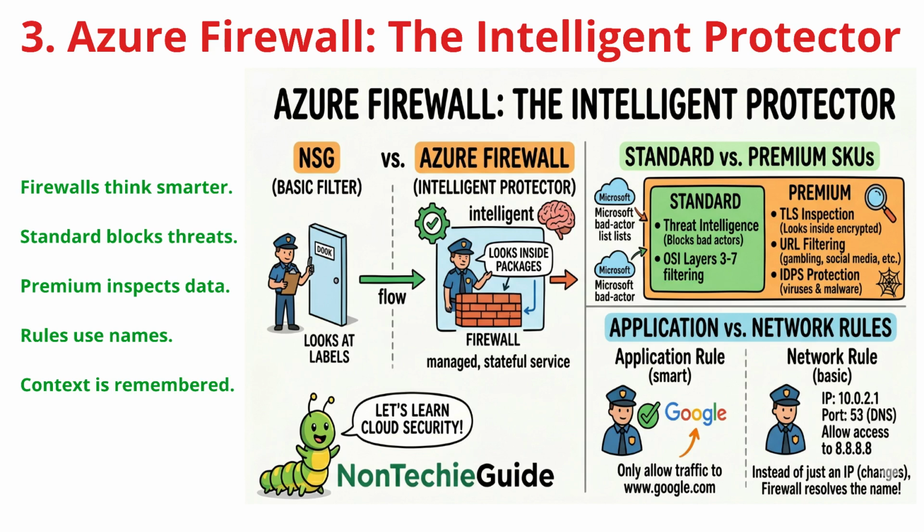You have 2 main choices. Standard uses threat intelligence to automatically block known bad actors from across the web. If you're in a high-security world like banking, Premium goes even further with TLS inspection, allowing it to spot viruses hidden inside encrypted data. Best of all, it supports application rules. Instead of trying to keep track of ever-changing IP addresses, you can simply tell the firewall, only allow my servers to talk to Google. It handles the rest, ensuring your network only connects to exactly who you trust.